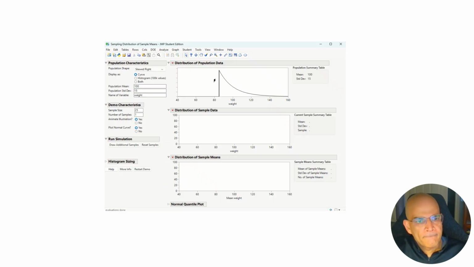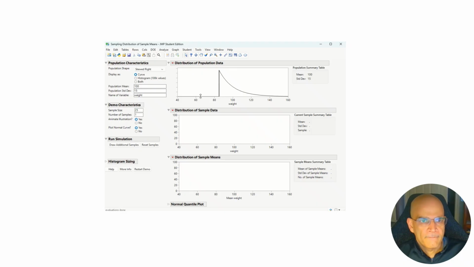So for example, we have this population, and in the population we are taking the weight. Say this is weight in pounds of the population, so it is skewed right. A lot of them have a weight around 80, but some of them have weights all the way up to 160. So this is by no means a normal distribution. The mean of the population is 100 and standard deviation is 15.